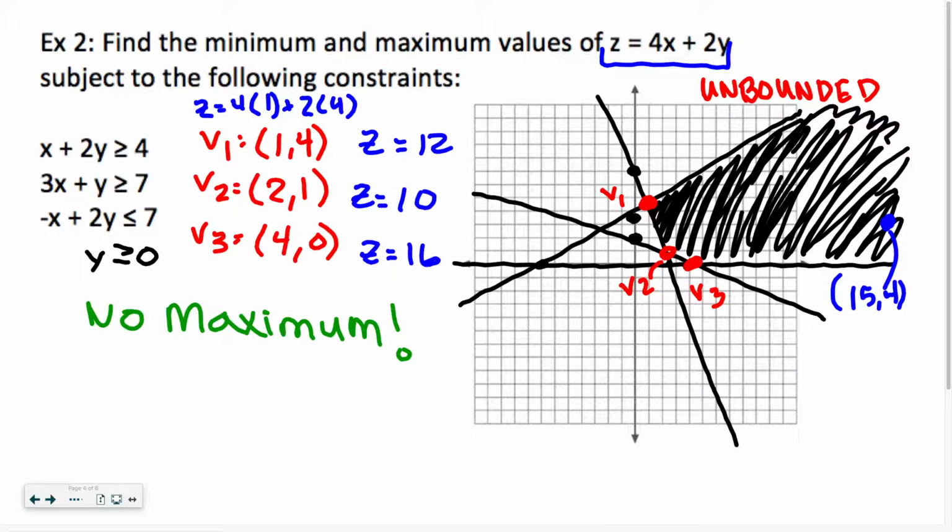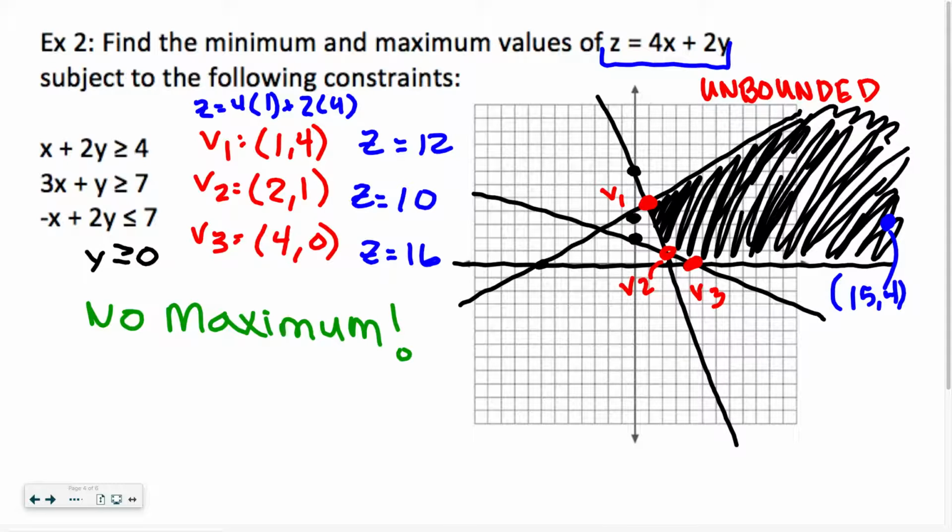We definitely have a minimum in the z values that we checked, right? Z equals 10. So our question is, are there any points out here in this shaded region that are going to be less than that? No. Because all the points out in this shaded region have x's that are positive and y's that are positive. So they're getting bigger and bigger.